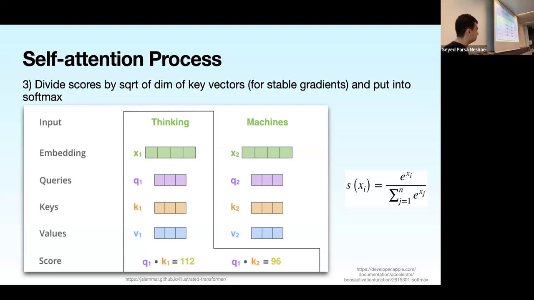Maybe I can write it. Where is the marker? Oh, here. So what I meant is something like this. For example, we have two numbers, 2 and 3. Very simple. We want to convert them to probabilities, which are values between 0 and 1, and their sum is 1. Right? These are the probabilities.